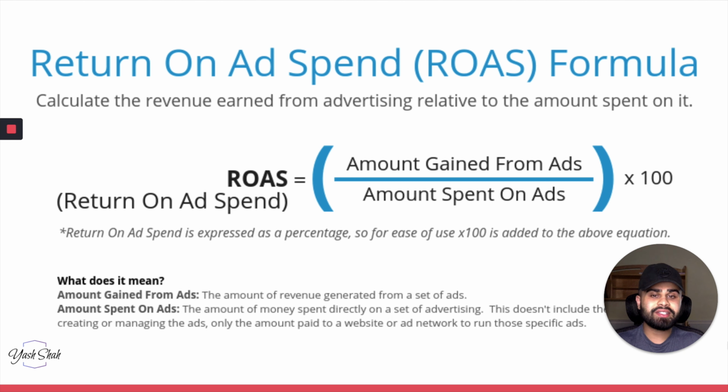So it says ROAS equals amount gained from ads, which means the actual revenue, like we saw from previous slides, divided by the amount spent on ads, times 100. Because ROAS can be expressed or measured as a percentage, that is the reason why we are multiplying it by 100. Again, don't get too confused. Amount gained from ads basically means the revenue generated from the set of ad sets and campaigns, just the ads in general, in a collective view, and the amount spent on ads basically means the direct amount of money that you are actually spending on advertising.